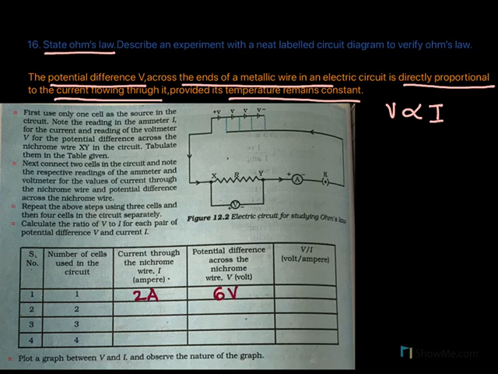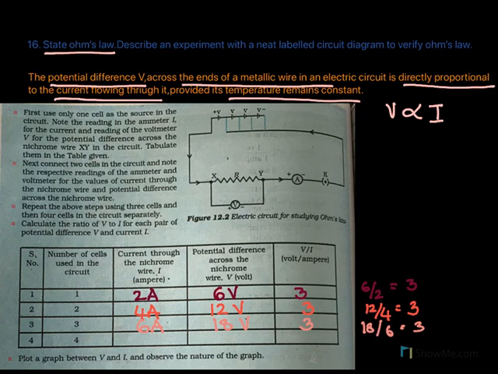So we will find 6 over 2, and that becomes 3. So here we get 3. Then we put another battery. So 6 plus 6, we have 12 volts. Now after we have 12 volts, we found the current also doubles. The current becomes 4 amperes. So here again we divide 12 by 4, we get 3. Now we add yet another battery. So 12 plus 6 became 18 volts. And then we find the current now when we measure becomes 6 amperes. So 18 over 6, again 3.